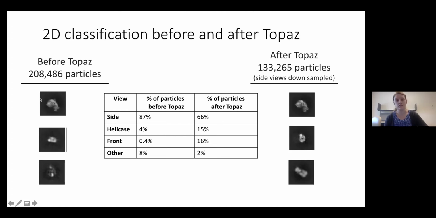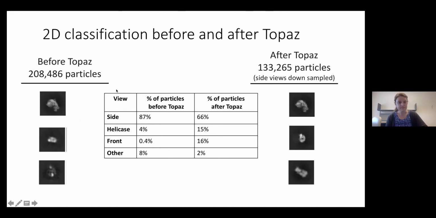And we did not have to use Topaz on those views because we can see secondary structure within them, and they were really high quality 2D classes. But you can see before Topaz, they were the majority of the particles I was getting, at 87%. After Topaz, I will note that I downsampled the number of side views because they were still overrepresenting my data. So it's now down to 66%, which explains why after Topaz, I have fewer particles than I had before Topaz.